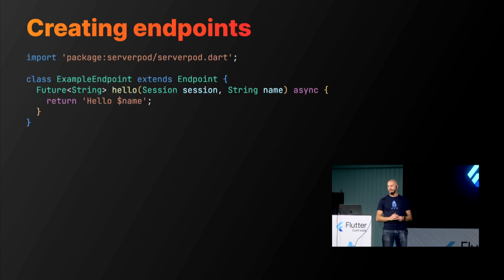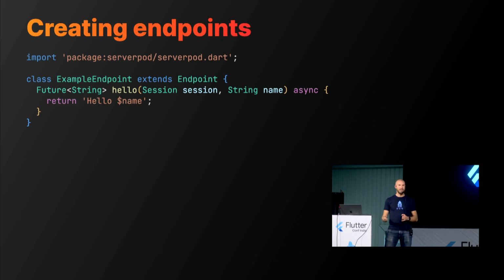And this is an example. This is from the actual example when you start Serverpod. So you have an example endpoint. When you generate the code, the endpoint part of the name will be removed. And then we have a method called hello that returns a future of a string. It takes the session object and a name, and it returns just hello, whatever that name is.